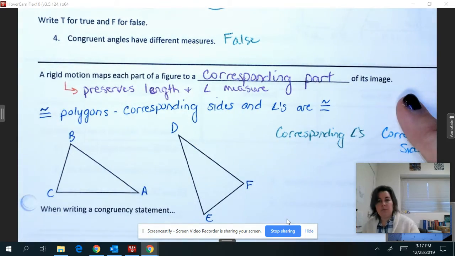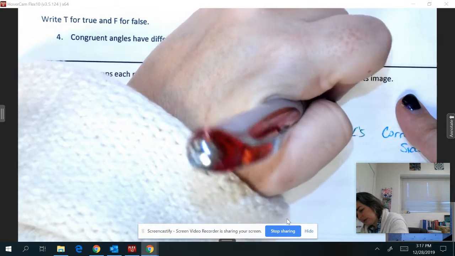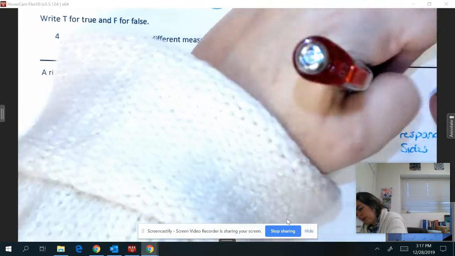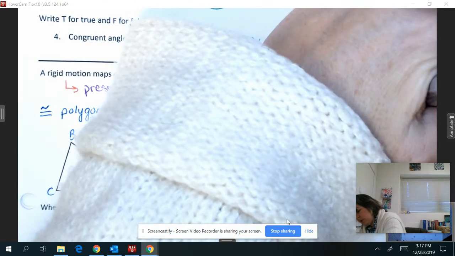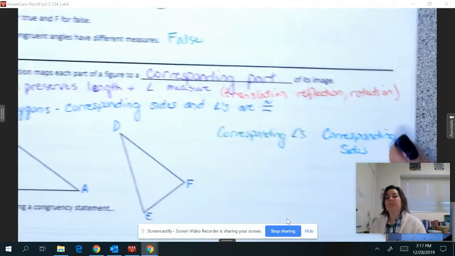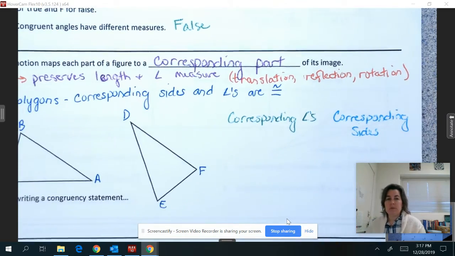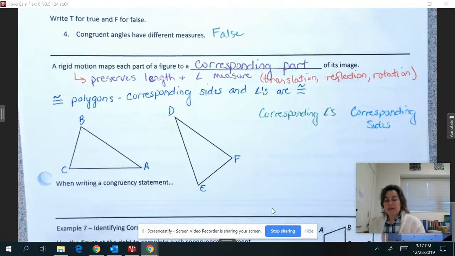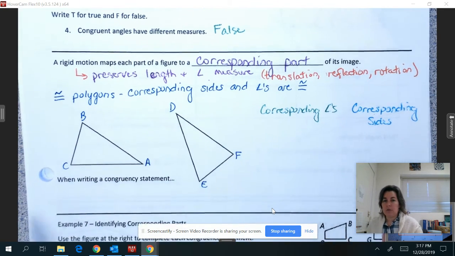So there are 3 rigid motions. There's translation, reflection, and rotation. Okay, so it's anytime you take a figure, translate it, reflect it, rotate it, you've moved it around, but you've not changed any of the lengths or angle measures. So congruent polygons are going to be 2 polygons that have all the corresponding sides and angles congruent.